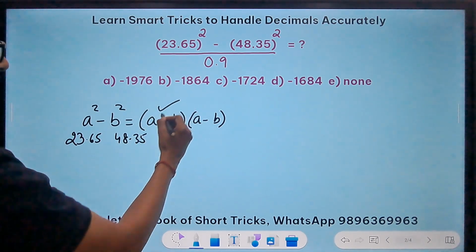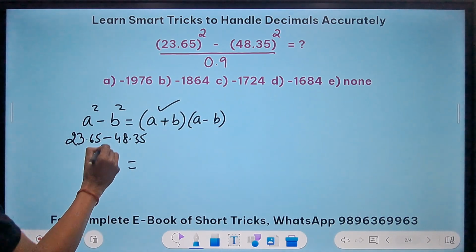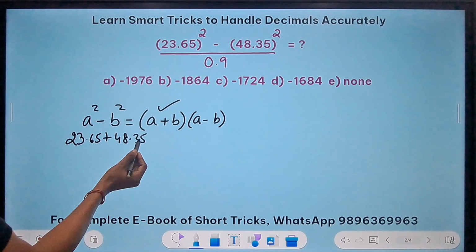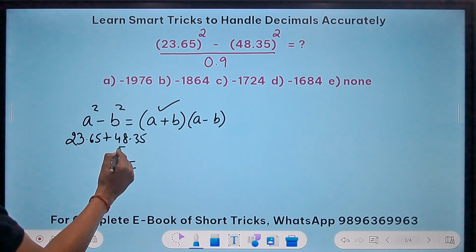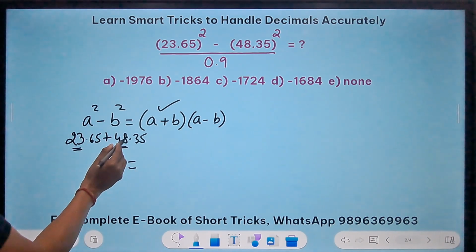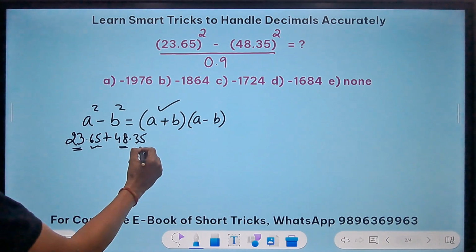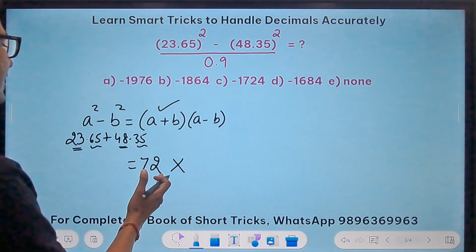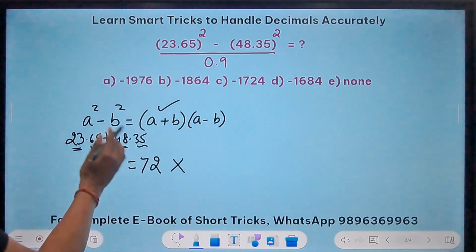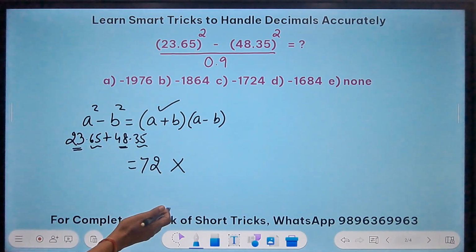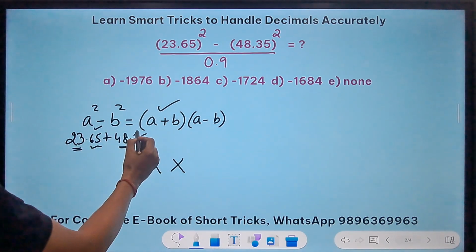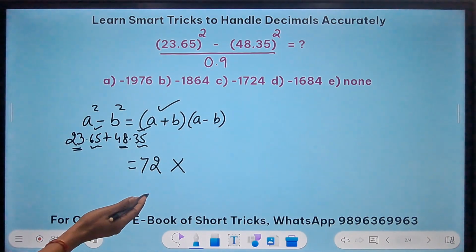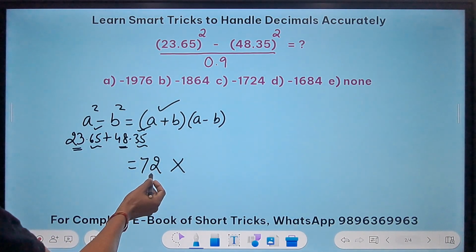So when I add them, I will get, see, 35 and 65 is 100. So 49 plus 23, how much is that? 71, and 1 for this gives me 72. So a plus b is very easy to find, that is 72. So adding decimals becomes easy if the decimal part adds up to 100, right? In this case, it's a whole number.